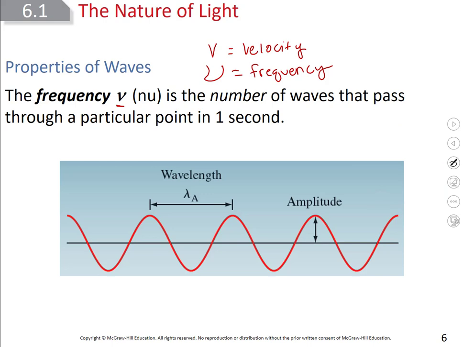Now, frequency is how many pass through a point per second. Therefore, it has units of per second. So the unit is per second, which can also be written as 1 over a second or second to the negative 1 power. Anybody know what the common name is for a per second? A hertz, good, a hertz, HZ, hertz. That's what the unit is.